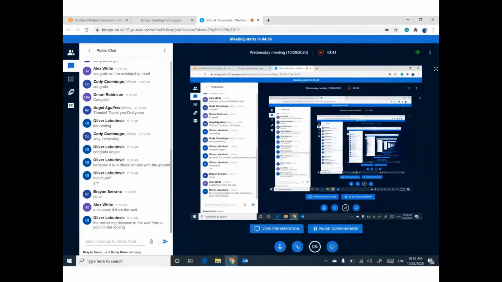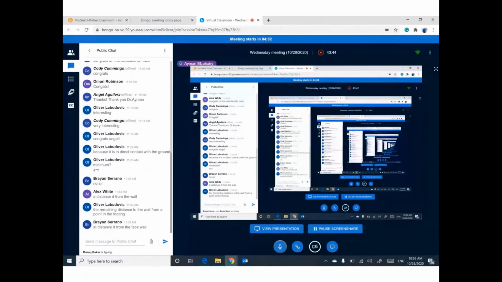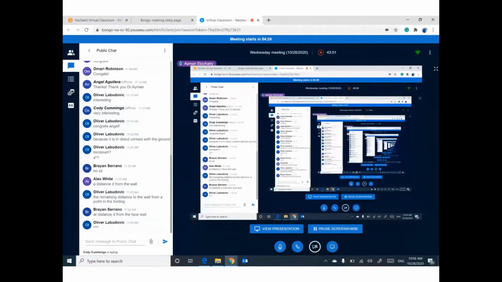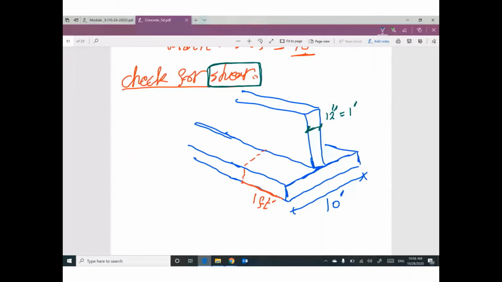the remaining distance? Alex, your answer is correct. Oliver, I'm not sure about the remaining. What do you mean by remaining? Brian, your answer is correct. Oliver, I know probably you know the remaining means you have to measure here a distance D, which is 16 inch. So at this location first, we have the critical section at distance D from the face of the footing.